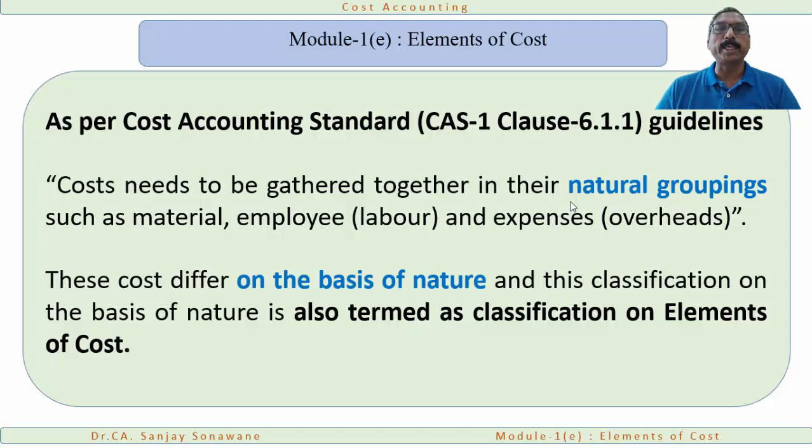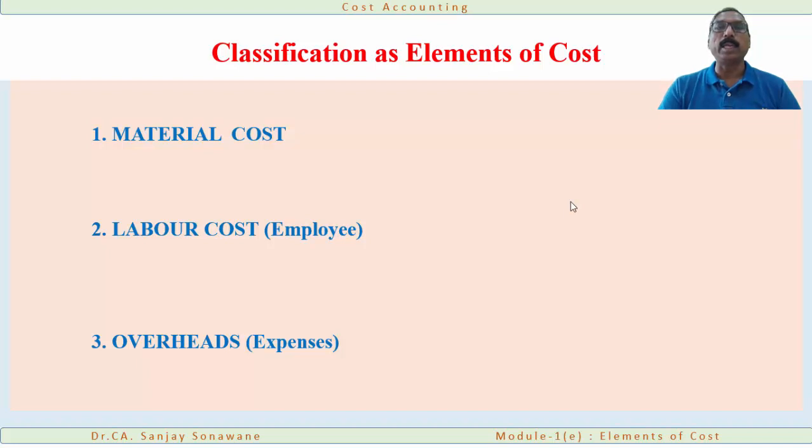Now let us go through the second paragraph. These costs differ on the basis of nature, and this classification on the basis of nature is also termed as classification on elements of cost. So it is clear that when you want to classify on the basis of elements of cost, go through the natural groupings, and natural grouping is either material or labor, or the third one is overheads. Now let us see the classification as elements of cost: material cost, labor cost, overheads.